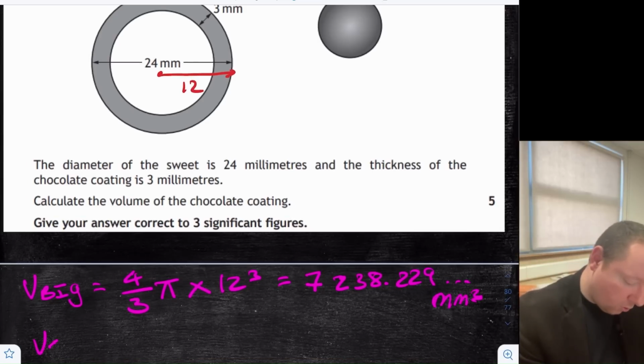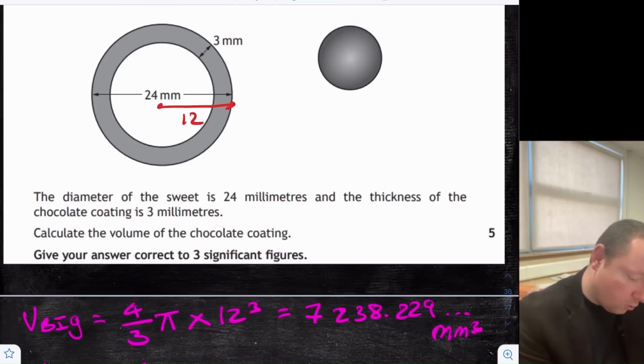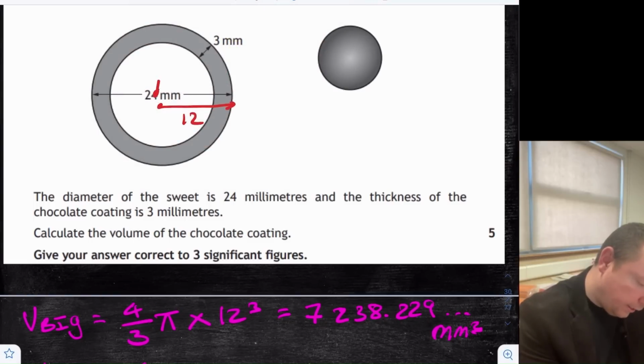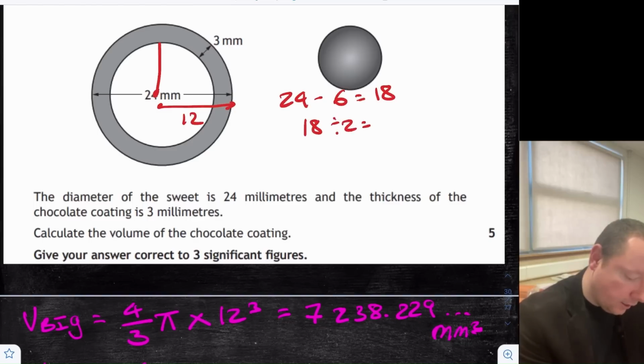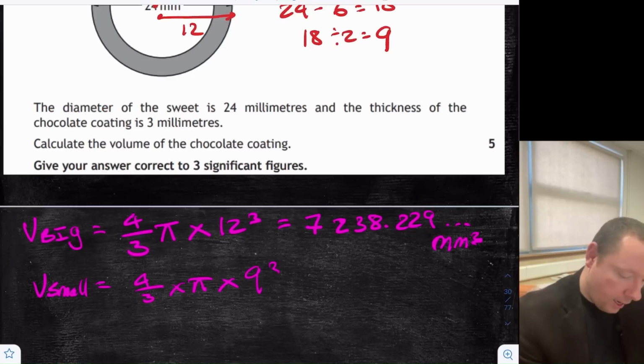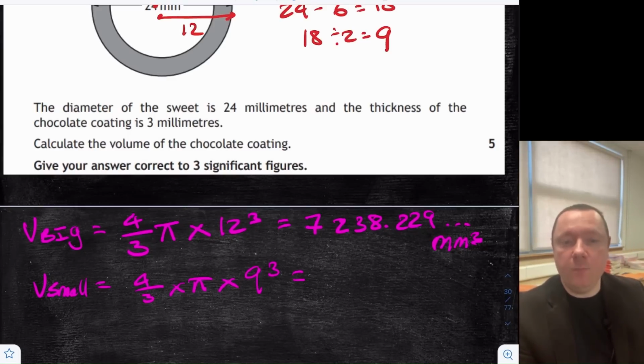Now the volume of our small sphere is 4/3 times pi, and the radius of the small sphere, well, let's do a bit of maths up here. So I need to go from the middle to here. Now we already know that this bit is 24, but the coating is 3. So if I take away 6, 3 from either side, 24 minus 6 is equal to 18. 18 divided by 2 for the radius is equal to 9. So it's 4/3 times pi times 9 cubed. In a calculator, we get 3053.628.